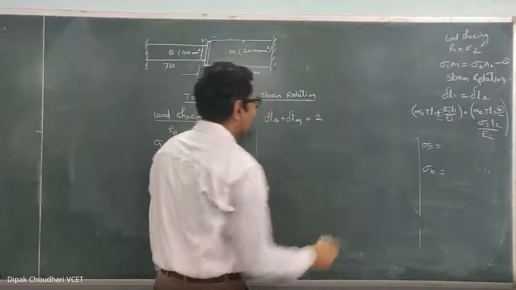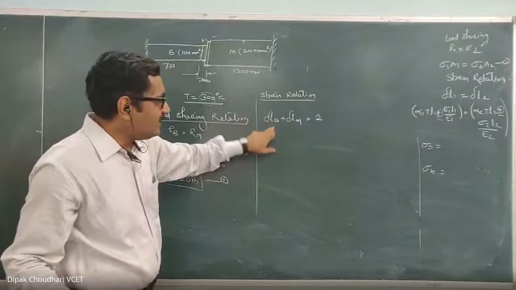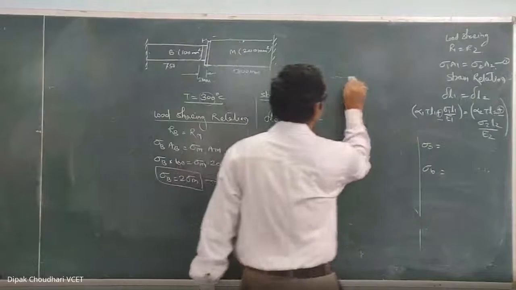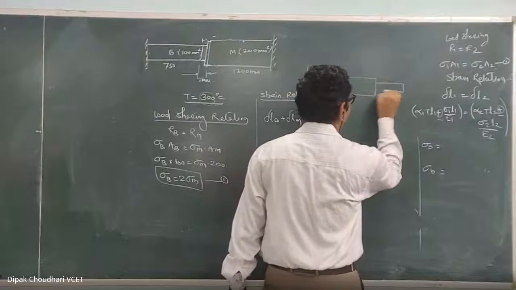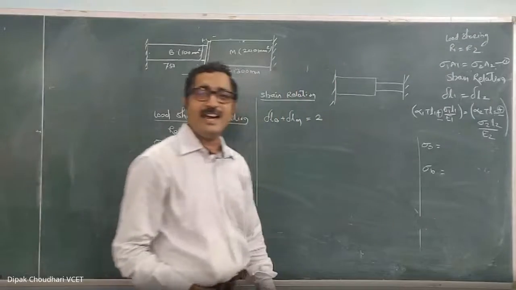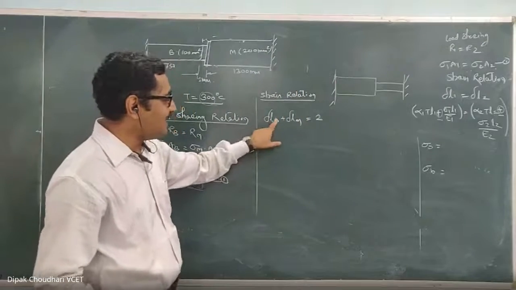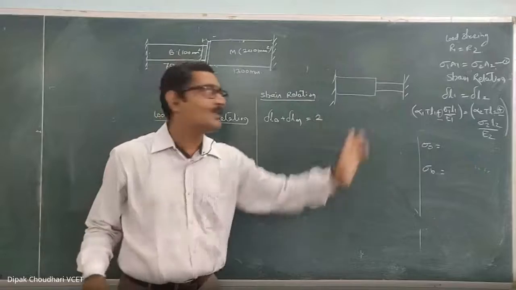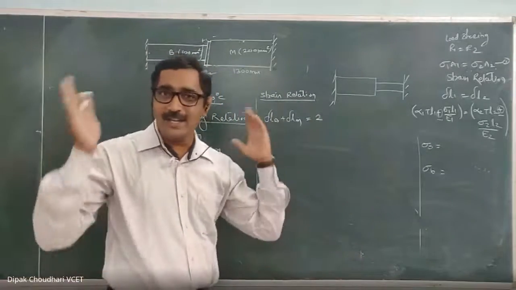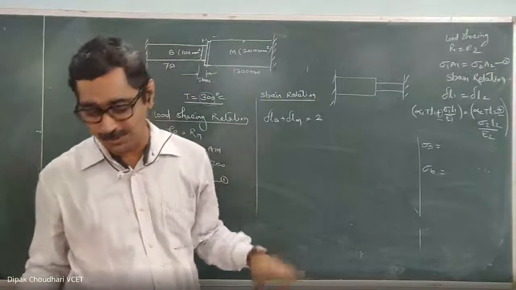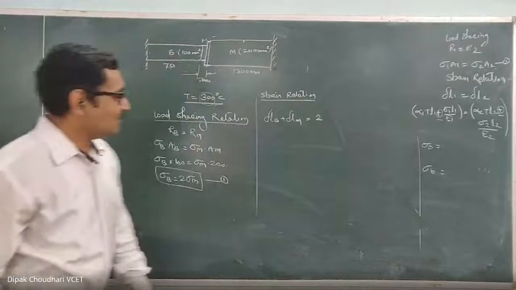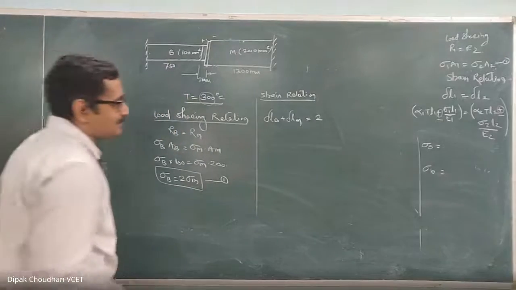Okay, here, so the strain relation in this one we can write down: delta LB plus delta LM equal to 2. Now, suppose these are a stepped rod and both the ends are closed and there is no gap, then this relation can be written as delta LB plus delta LM equal to 0, because there is no scope for any elongation. Both ends are fixed and both are rigid supports.